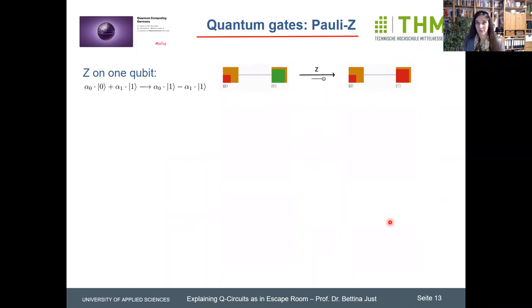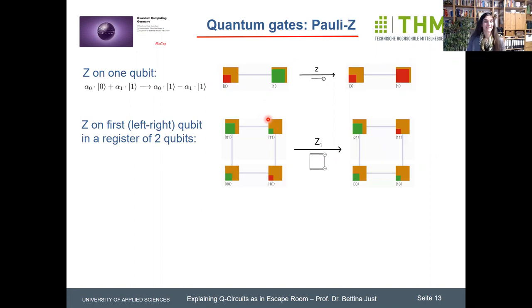Next gate, second of five, Pauli Z. Pauli Z applied to one qubit changes the color of the one state. So applied to this state, it will change the color here, red. This is unchanged on one qubit. Same story as with Pauli X, applied on the first qubit in a register of two qubits, it will change the color where the second qubit is one, where the first qubit is one. So it will change these two colors. It does things along that direction. This gets red, this gets green.